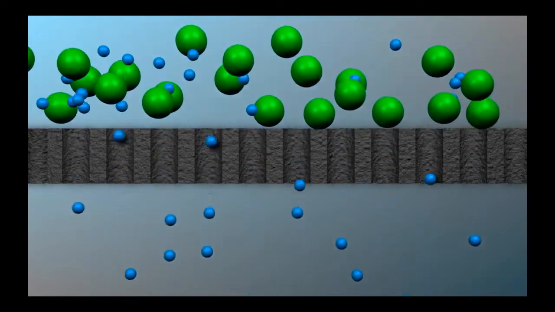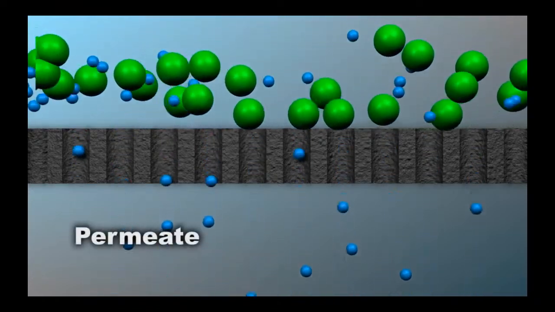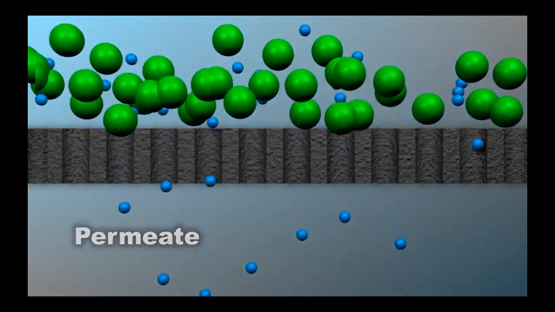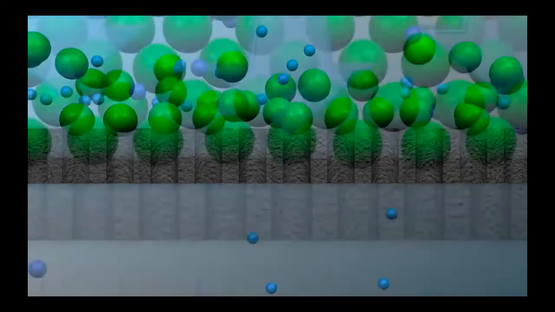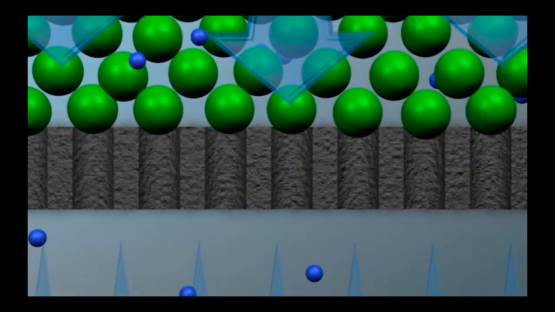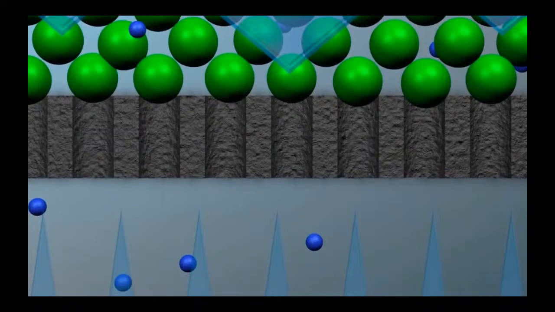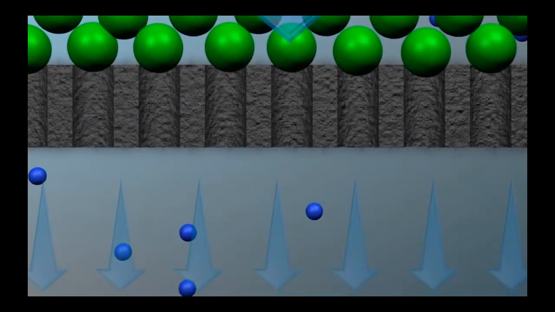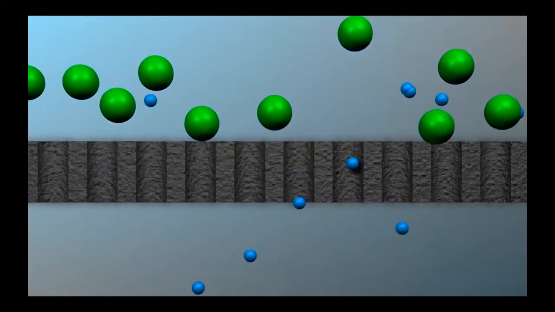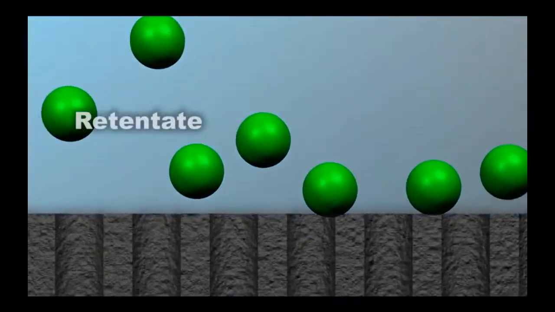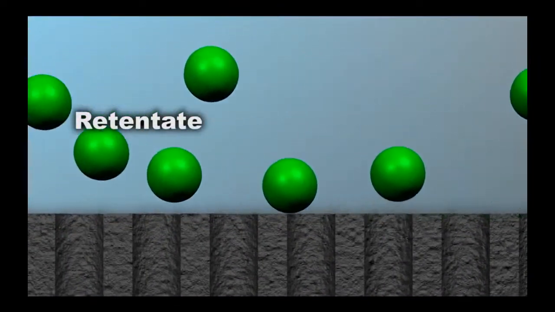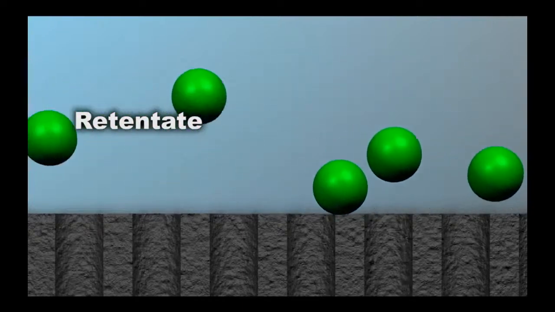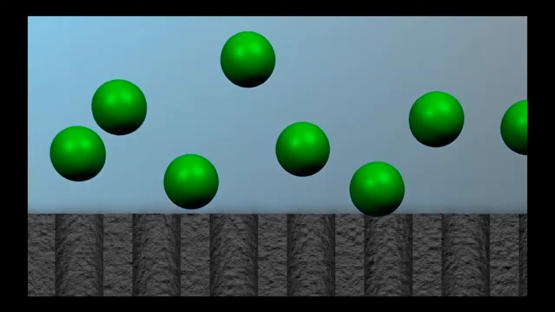The solution that passes through the membrane is referred to as the permeate. Because the pores of the ultrafiltration membrane are small enough to keep the product from passing through, the permeate contains no product and is sent to waste. The portion of the feed stream that does not permeate the membrane is called the retentate. It contains the retained product and is the stream we are most interested in.